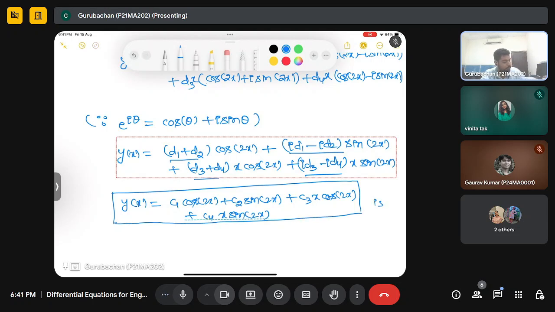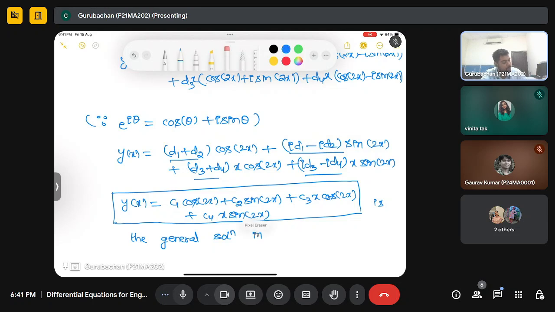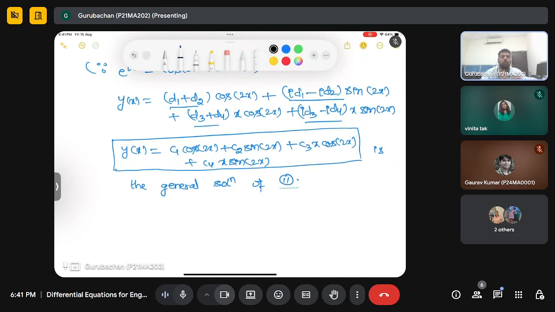So this will be the general solution of the homogeneous fourth order linear differential equation given in equation number 2. Okay, so till now we have learned how to solve constant coefficient higher order differential equations. Higher order means nth order. Here we have done two questions: one over a third order linear differential equation and another over a fourth order linear differential equation.